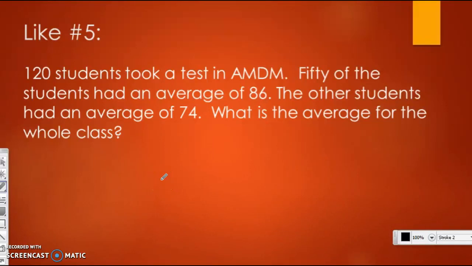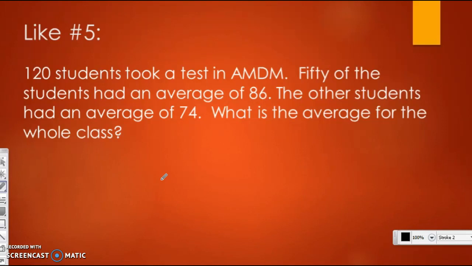All right, guys, so 120 students took a test in advanced mathematical decision making. That's what this class is called. We call it practical math, but advanced mathematical decision making. 50 of the students had an average of 86. The other students had an average of 74. What is the average for the whole class?